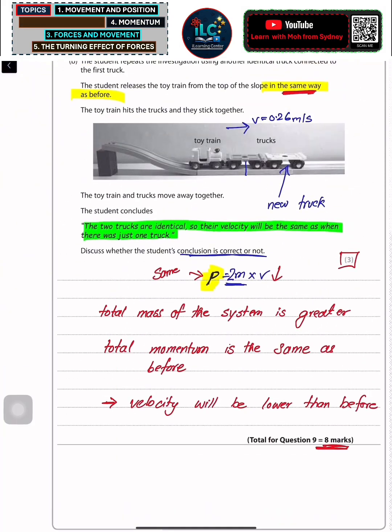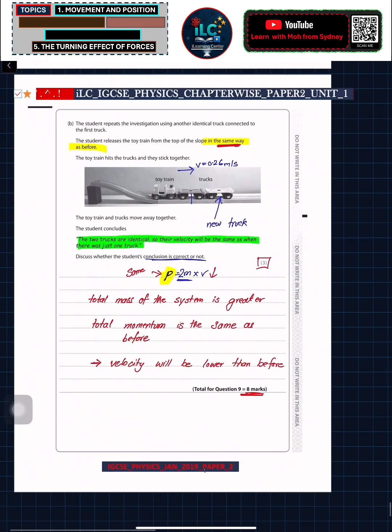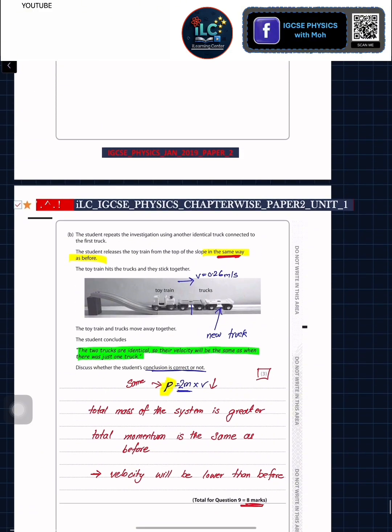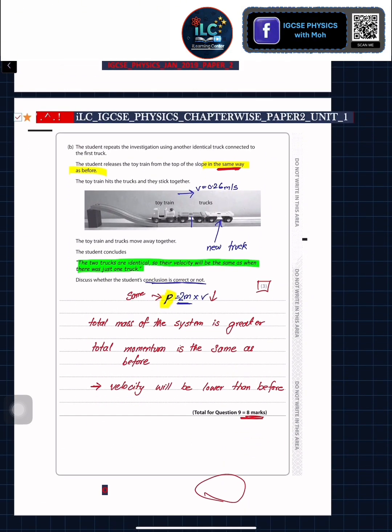So this is the last question. I think we have done enough from paper 2, and this will be good enough to make you understand how the marking criteria works and how you can obtain most marks in here. So this is the end of this video. We'll move to the next one now.